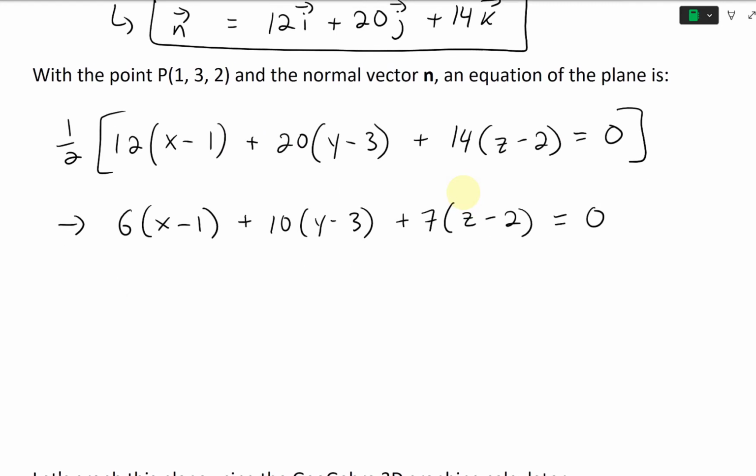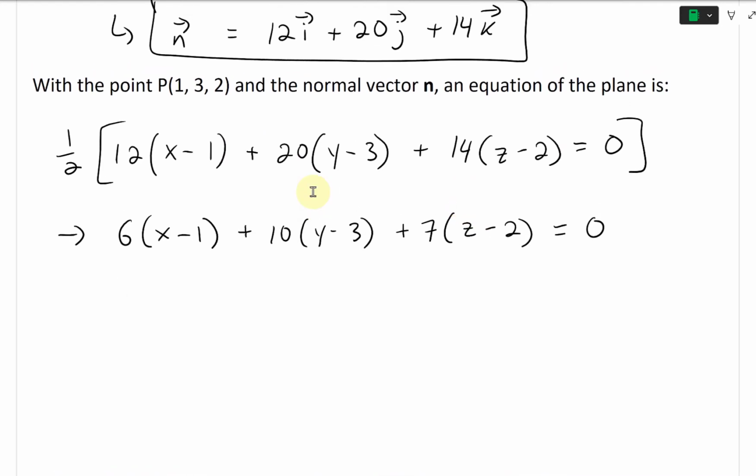And now we could multiply this inside, get a linear equation, and just multiply it all out. So let's multiply the variables. 6x, 10y, 7z. So we'll get 6x plus 10y plus 7z, like that. And the next one's going to be 6 times negative 1, that's just going to be negative 6. Then 10 times negative 3, that's going to be negative 30. The next one's 7 times negative 2, that's going to be negative 14. And this equals 0.